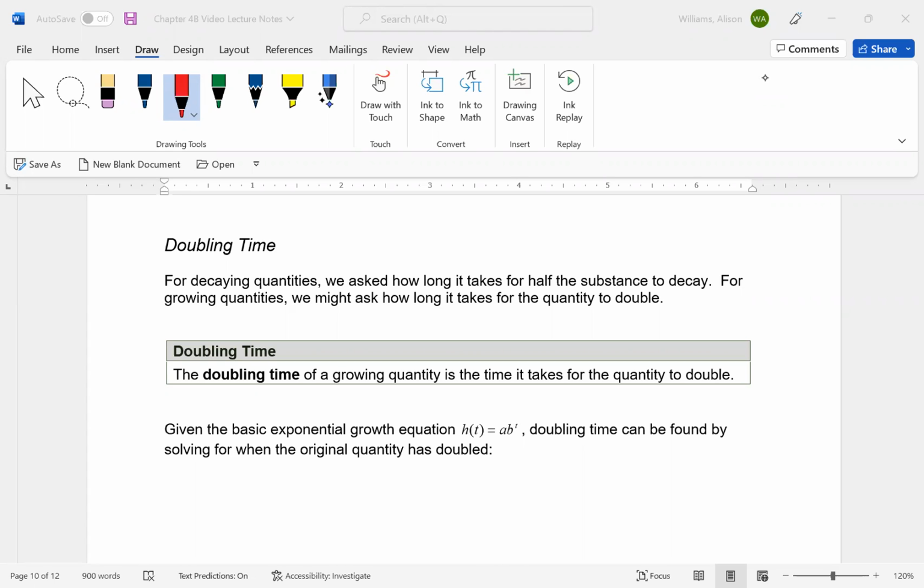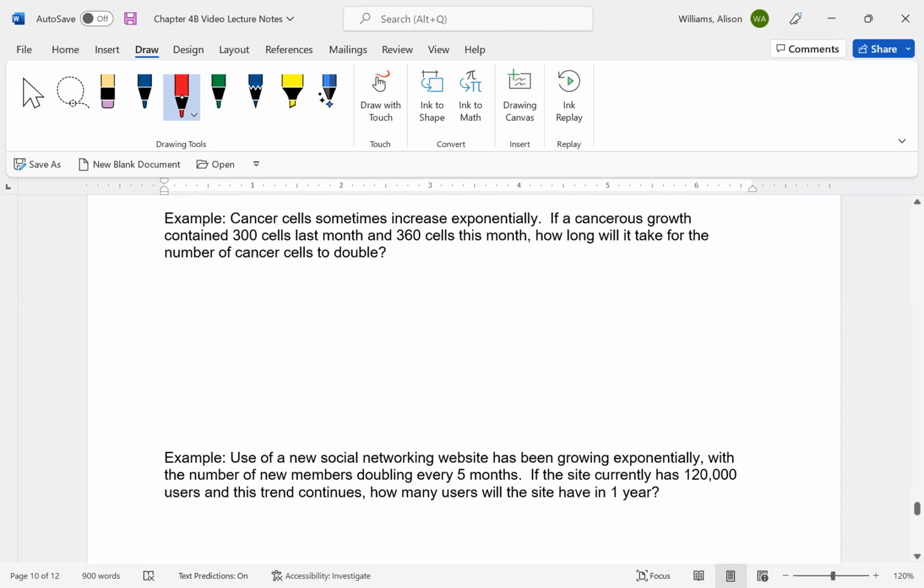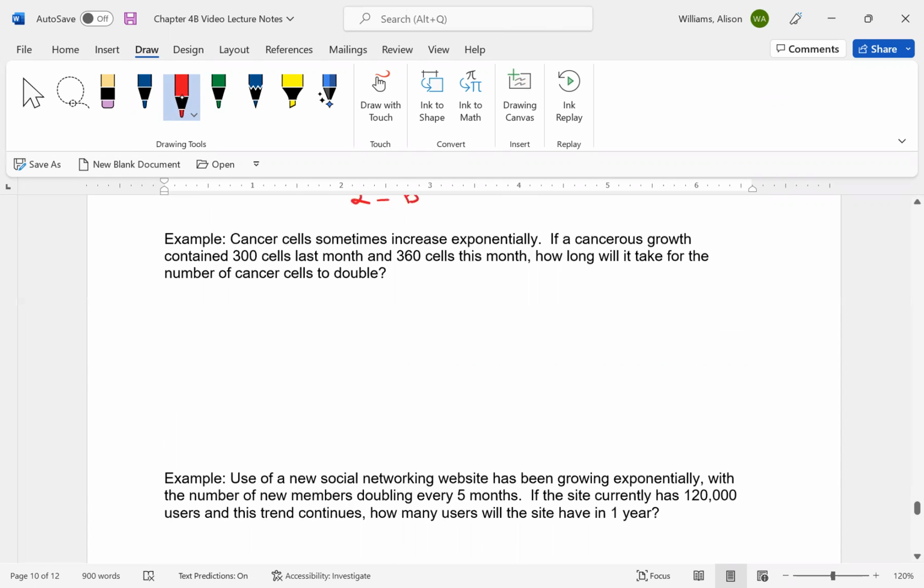And using the basic exponential equation that we worked with in the last examples with half-life, a doubling time would be doubling the original amount, which we call A. And again, canceling A. So we're really saying, how long does it take for B to the T to achieve a 2, so that we're multiplying by the original amount. Okay, so let's look at an example of where doubling time is useful.